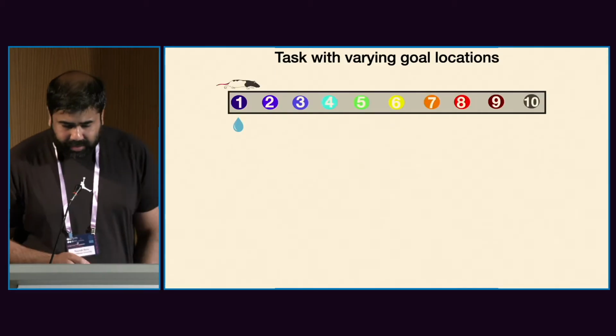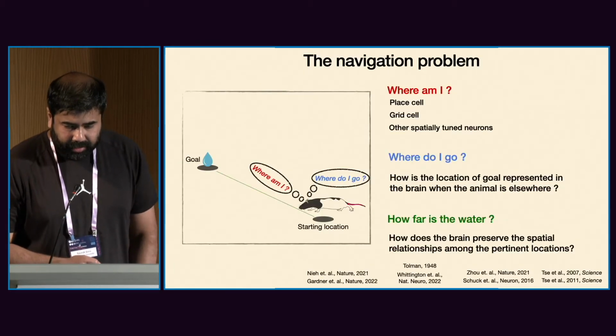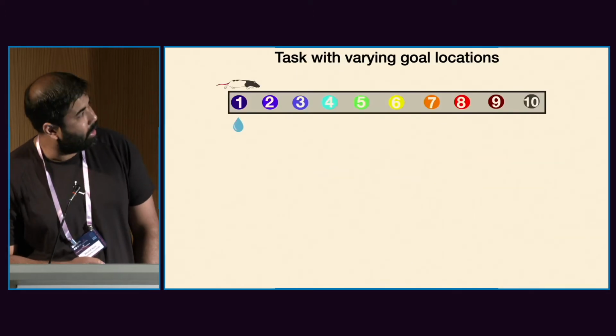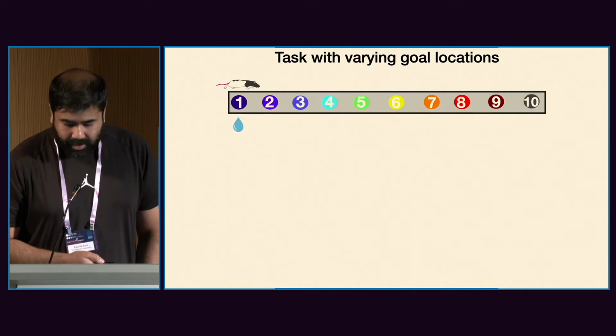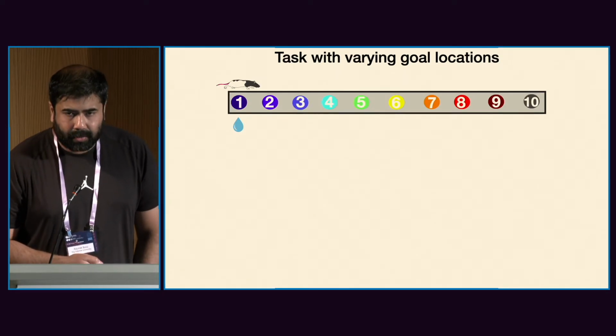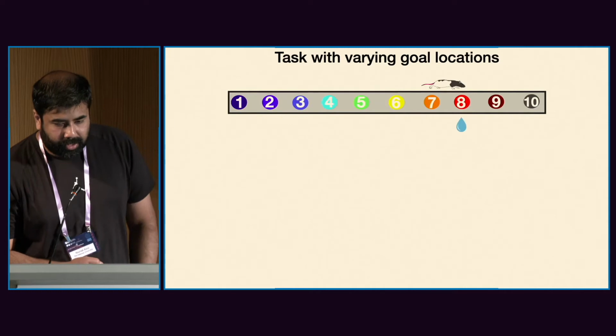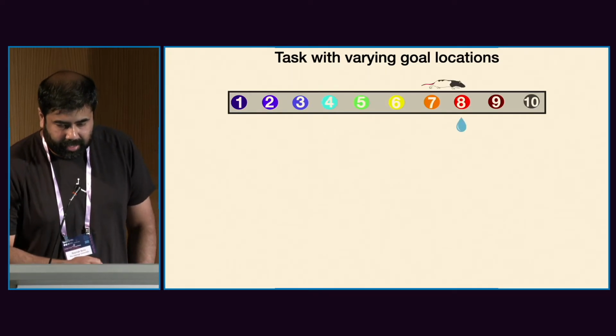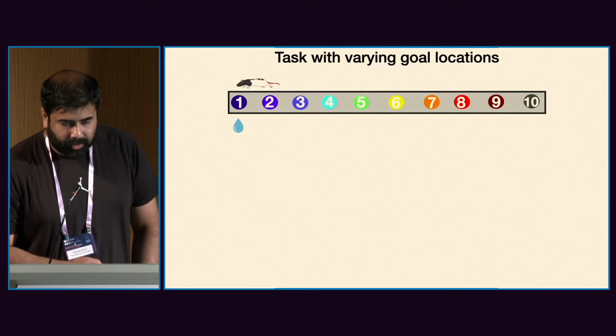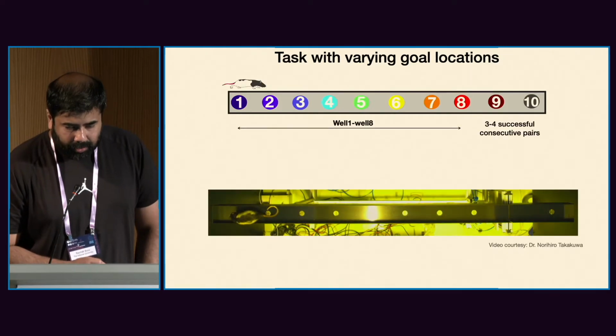Okay, now to address questions 2 and 3 that I put up here, we designed this linear track which is 2 meters long, and it has 10 reward locations, right? And to get rewarded, the animal has to alternate between 2 locations at a time, right? So first it licks in well 1, then it goes to well 8 and licks to get water, then it turns and goes back to well 1, right? And so this is how it actually looks.